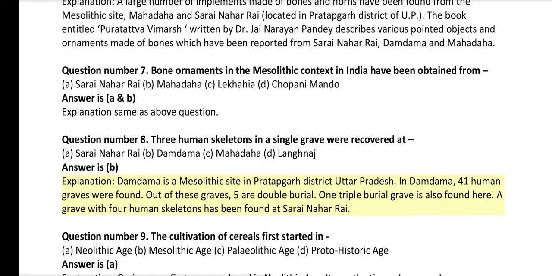Explanation: Damdama is a Mesolithic site in Pratapgarh district, Uttar Pradesh. In Damdama, 41 human graves were found. Out of these graves, 5 are double burials. 1 triple burial grave is also found here. A grave with 4 human skeletons has been found at Sarai Neher Rai.